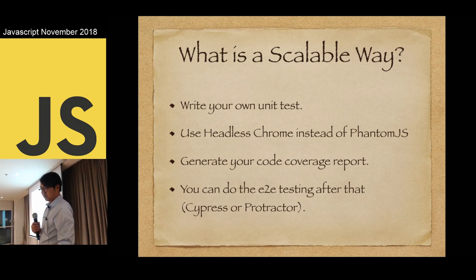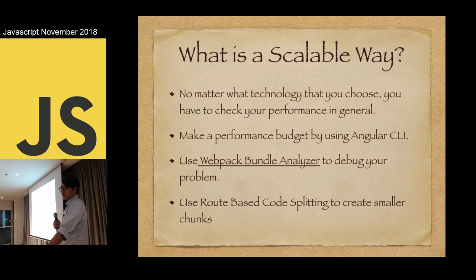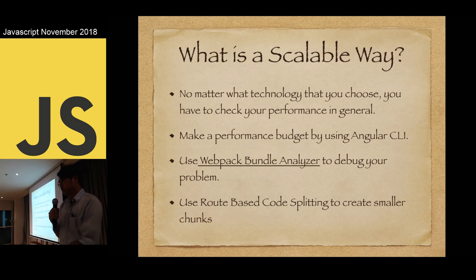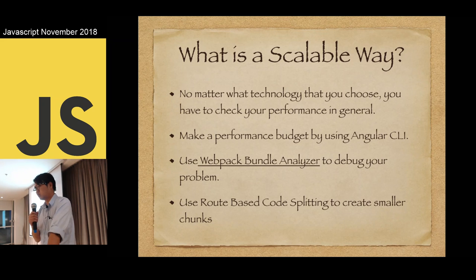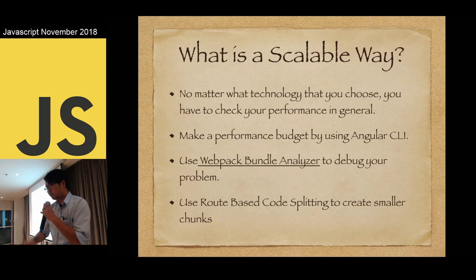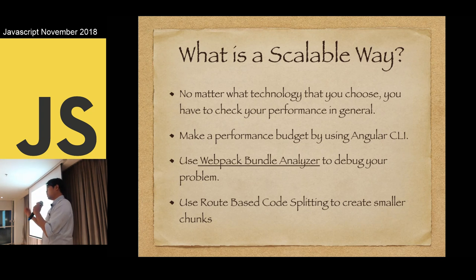And for the performance, no matter what technology you choose, you have to check your performance in general. And I think this applies to all front-end development. So for now, we use a performance budget by using Angular CLI. In Angular, we have a performance budget, so we can set thresholds named warning and error. For every bundle that has a size more than the warning or error threshold, it will appear on the CLI.